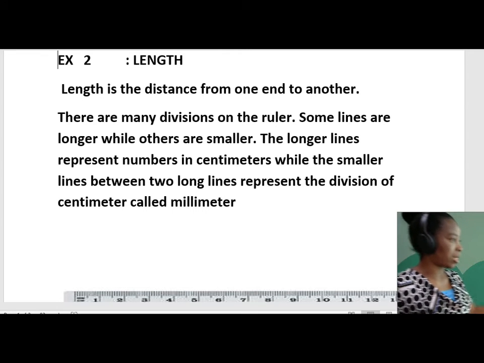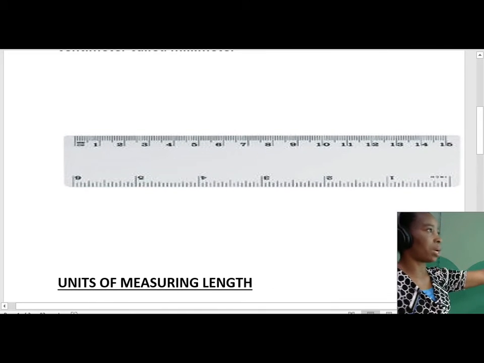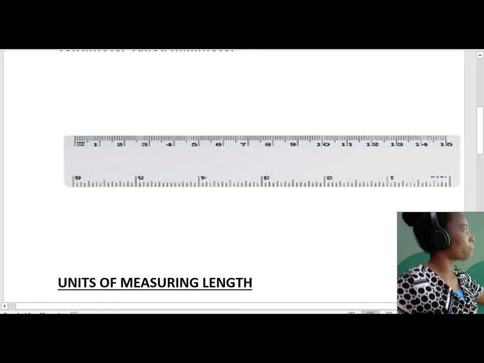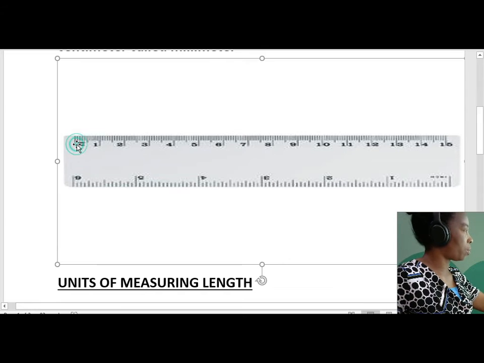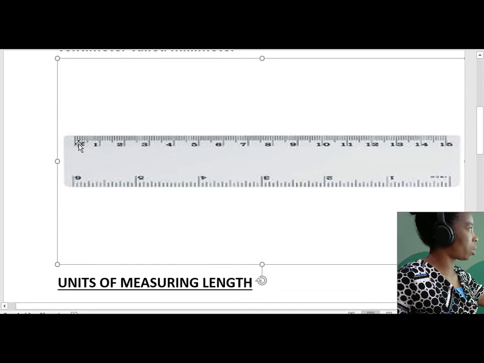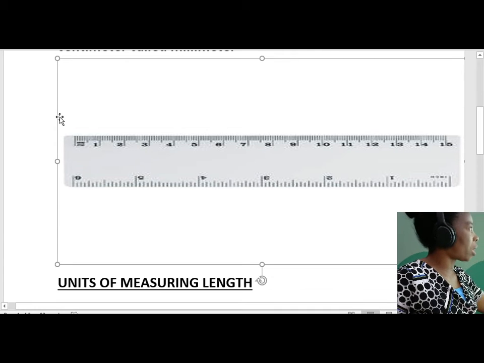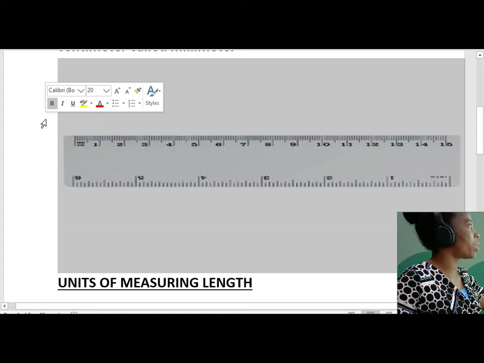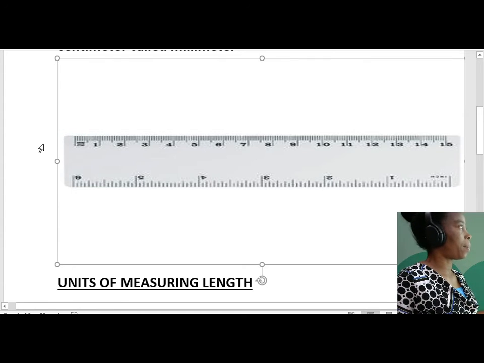Now take a look at this, darling. Here we go. Look at our ruler. I'm sure this is what you have at home. This is what we said, the longer line beginning from here, which is 0. We say some lines are longer. Look at the longer one, another longer one, another longer one, another longer one. And we say that the longer lines here represent centimeters, cm.